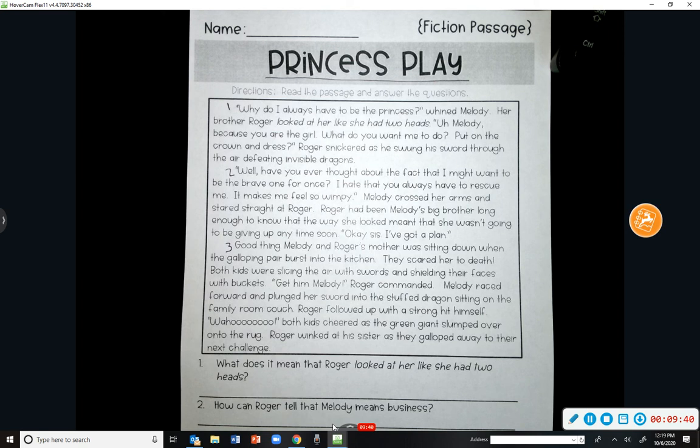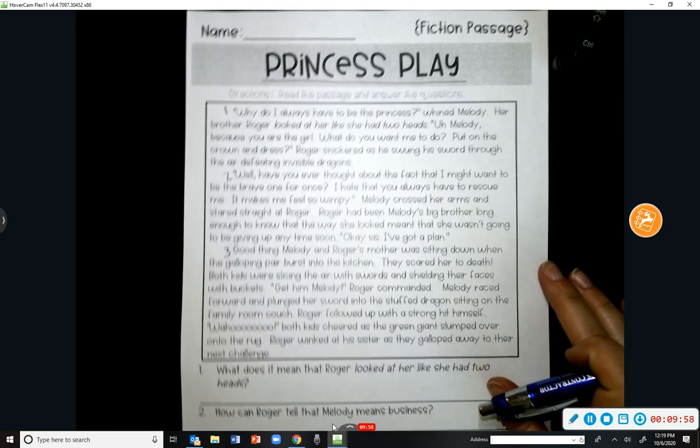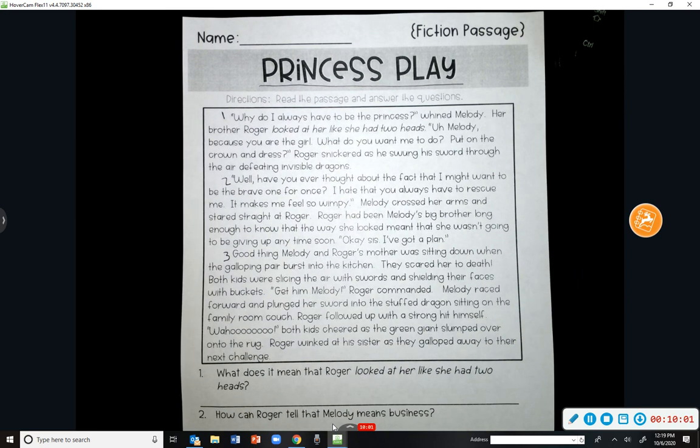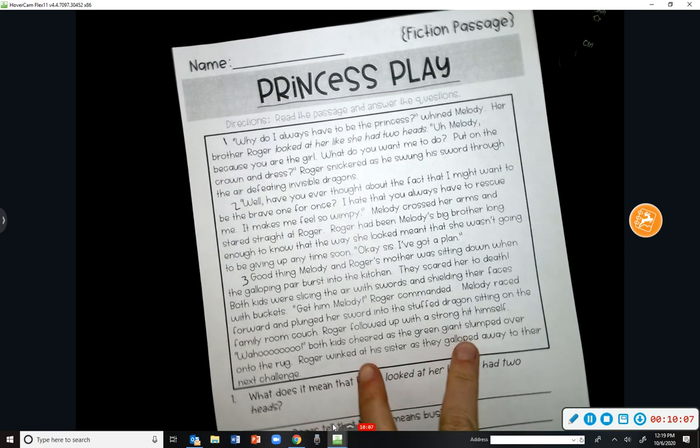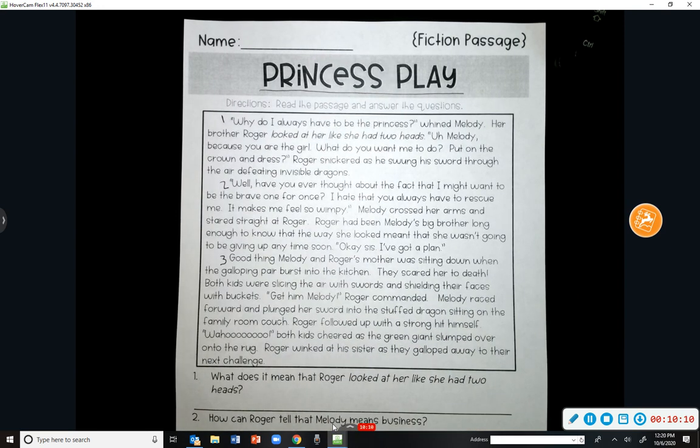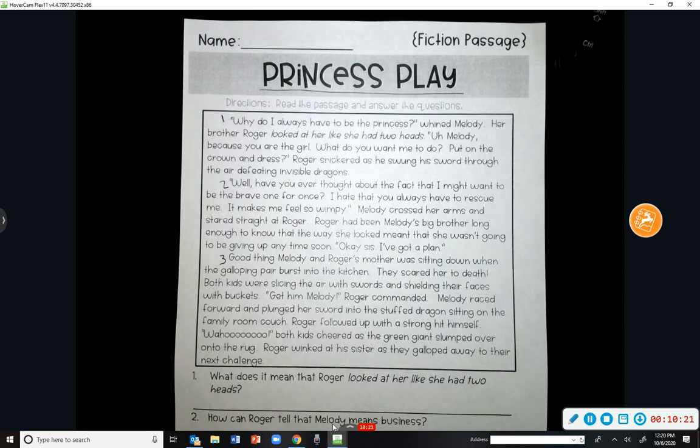Good. Okay, so as Bryson mentioned earlier, we can find the answer to number 1 in paragraph 1. So, what does it mean that Roger looked at her like she had 2 heads? What does that mean? Kelsey? Looking like she's crazy? Yeah. How do we know that? What in our paragraph made us think that? Okay, she said, why do I always have to be princess? And her brother, Roger, looked at her like she had 2 heads, which means she's crazy.